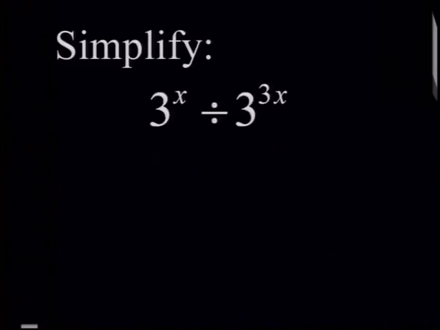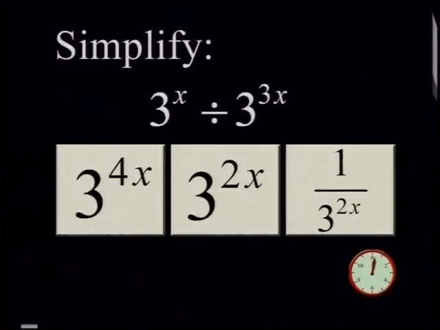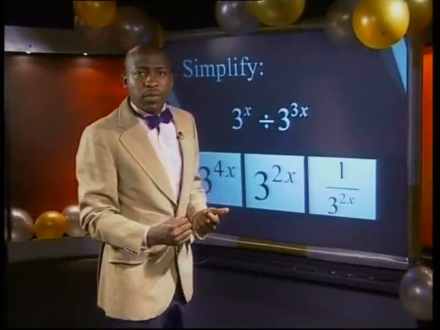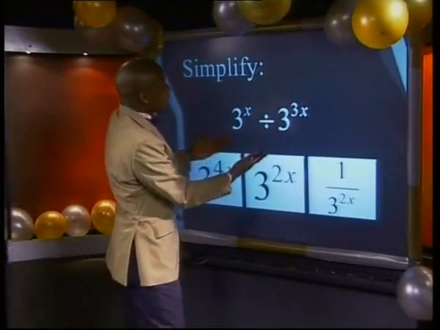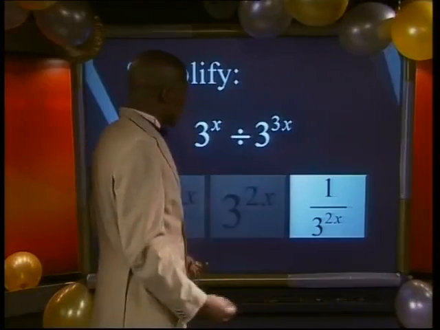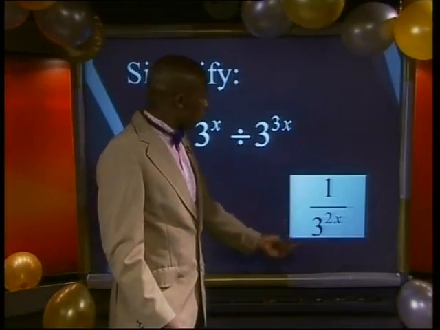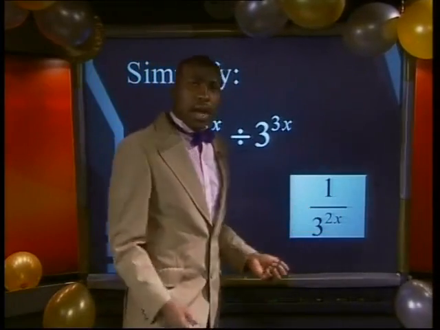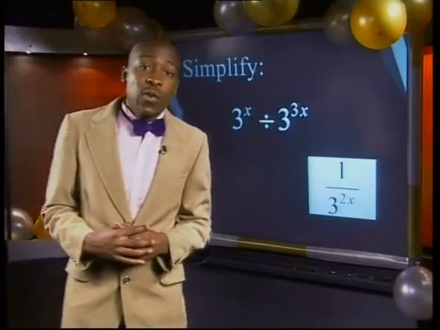Try this one. 3 to the power of x divided by 3 to the power of 3x. Go on, give it a go. How did you do? Can you see that it's straightforward subtraction of the exponents? So the answer for this one is 1 divided by 3 to the power of 2x. How many did you get right so far? I'm sure you're doing good. Here we go for another one.